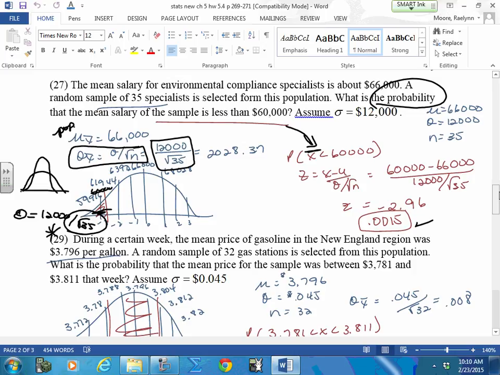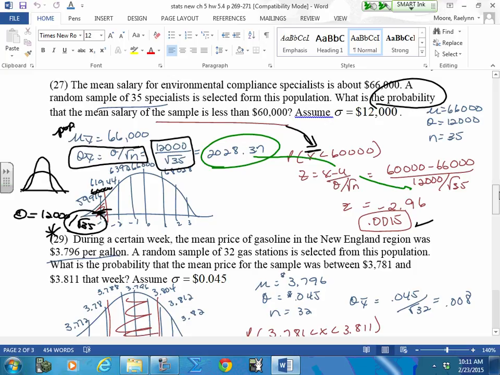Yes, Mariah. Can I just, instead of putting the whole 60,000 minus 66,000 over 12,000, can I just put 12,000 divided by the square root of 35? Or do I have to do the whole thing? Dividing 12,000 by the square root of 35 just gives you your standard deviation on the bottom. If you do that first, it's here. You could put this number down here instead. Yeah, so I can do that. Yeah, bring your standard deviation out.